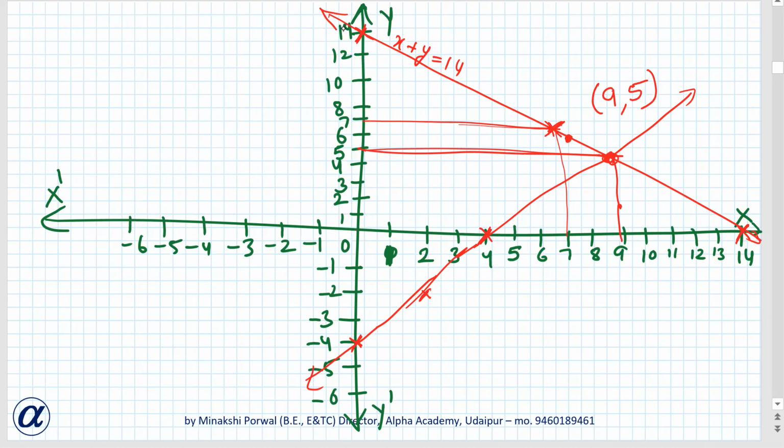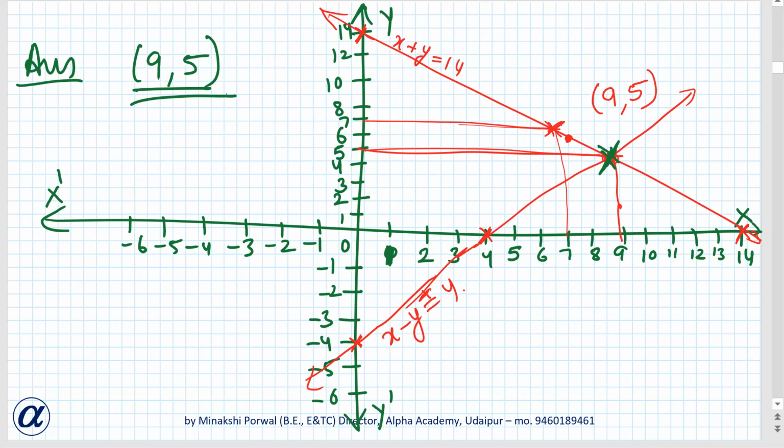When we plot this line, we write here the equation of the line, x minus y equals 4, and the point where these two lines intersect will be the solution of the equations. So the answer will be 9, 5. If you do this on your graph paper, you will get the answer more accurately. Okay, this is the graphical method. Next, the other method I am going to discuss is the substitution method.